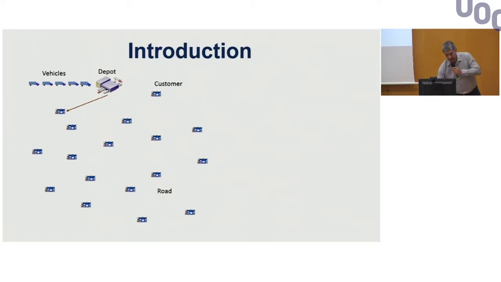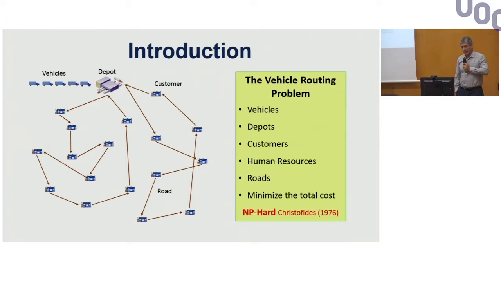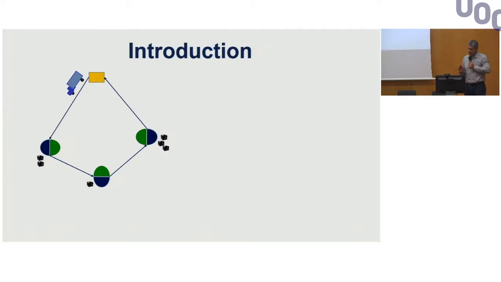In a supply chain, the logistics manager must schedule several vehicles to meet the demand of multiple customers using routes. This problem involves vehicles, depots, customers, human resources, and routes. The objective function is to minimize the total cost. This problem was recognized as the vehicle routing problem, by Christofides, 1976.